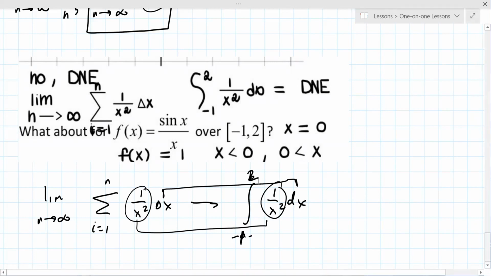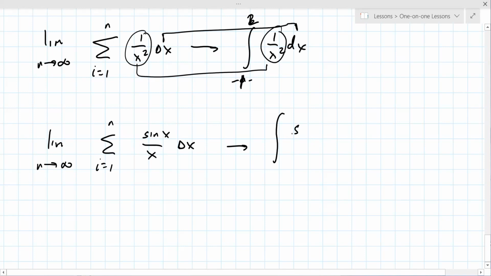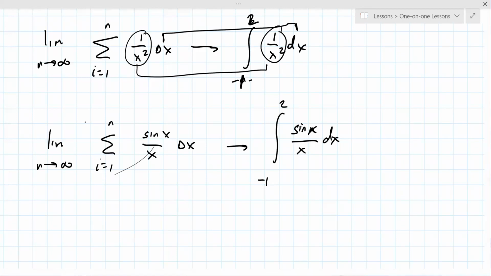If you're doing sine x over x, which actually has an issue at one of the places, but if you're trying to find the limit as n goes to infinity of the sum from i equals 1 to n of sine x over x delta x, this goes to, again, you write this symbol instead of the sigma. You write sine x over x and dx instead of delta x, and then you just write negative 1 to 2. So how do you write that as a limit? The limit's over here. But isn't that the sum? When you take the limit of a sum, it becomes an integral. Oh, okay. Limit of a sum becomes an integral.